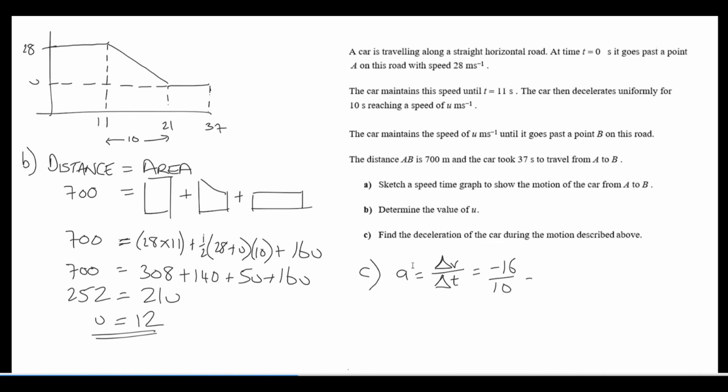It's reduced from 28 to 12. And the difference in the time is 10. It took 10 seconds for that change to happen. That gives us an acceleration of negative 1.6 meters per second squared. And the deceleration is the magnitude of this. It is just 1.6 meters per second squared.